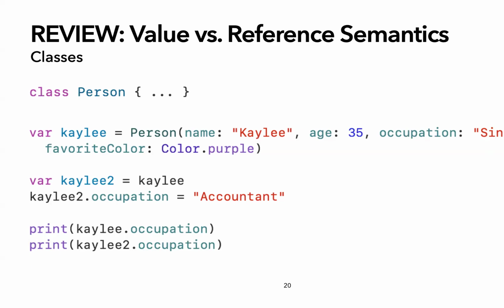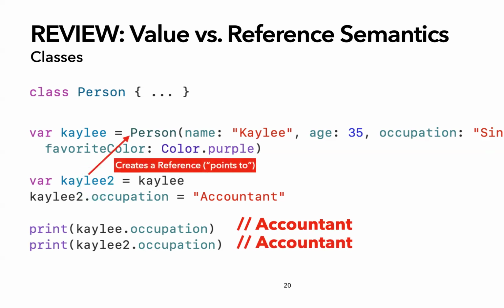They're both the same value, but what would the value be? Yes, account. Very good. And the reason is because when we do Kaylee2 equals Kaylee, we're not copying anymore. Because classes conform to reference semantics, it creates a reference. And a reference is simply like it just points to whatever the location of this data is. And so Kaylee is right here, and it just basically refers to that data.